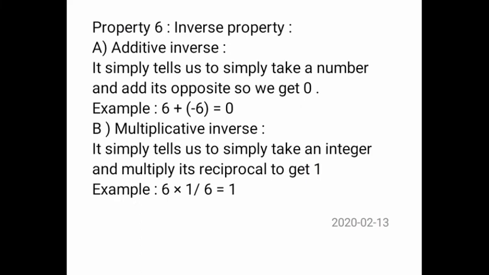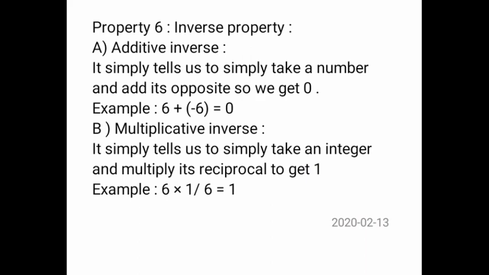Now we will discuss the last property of integers. This property is the inverse property. It has the additive inverse and the multiplicative inverse. The additive inverse states that we simply take a number and add its opposite, so we get 0. For example, if we take 6, its opposite is minus 6, therefore 6 minus 6 equals 0. In the additive inverse the result is 0. Therefore if we add to an integer its opposite, we get 0. Therefore it is the additive inverse.